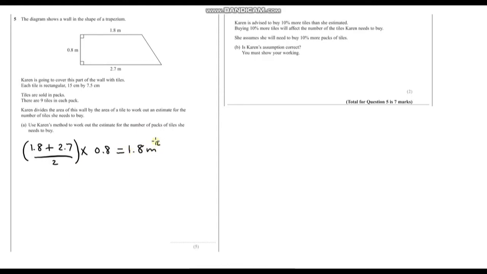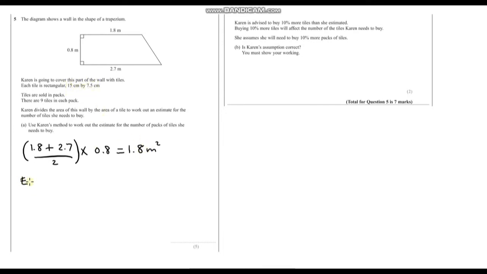And now we need to work out how many tiles she needs to cover the wall. So each tile is rectangular, 15 centimeters by 7.5 centimeters. Now our area for the wall is in meters squared. So let's convert these into meters first.